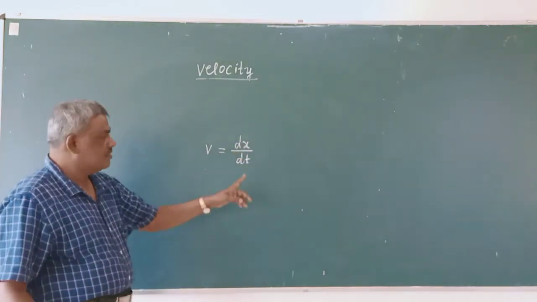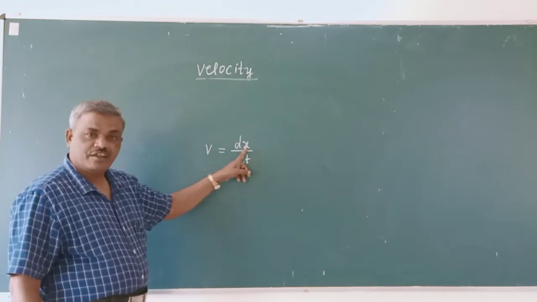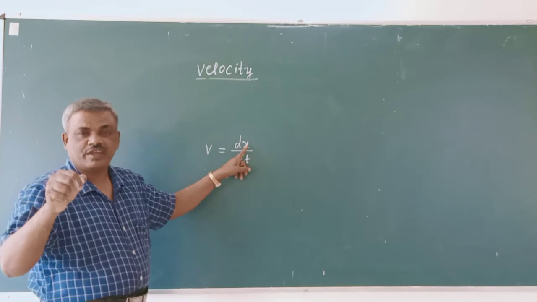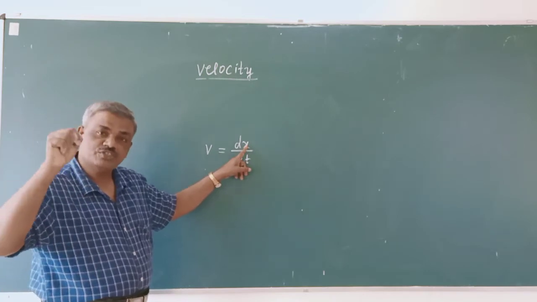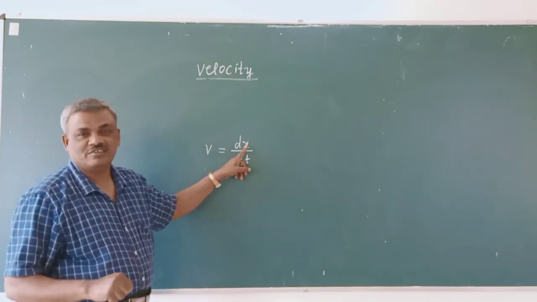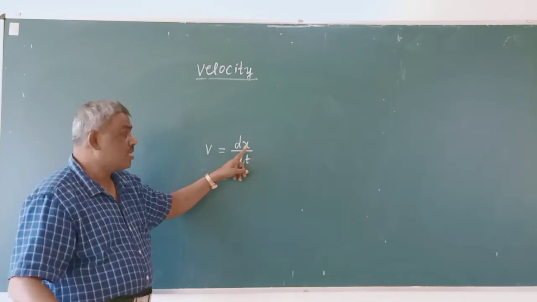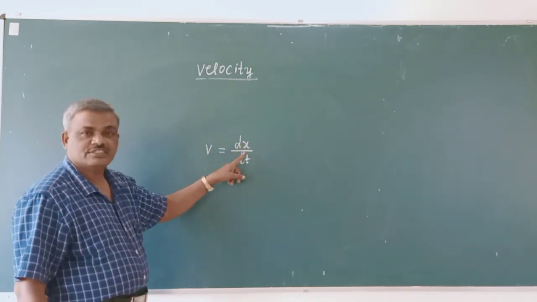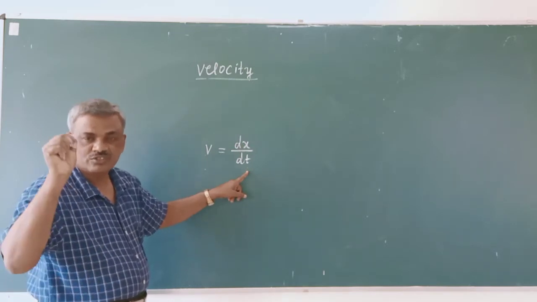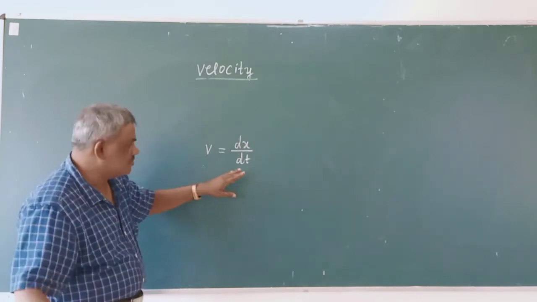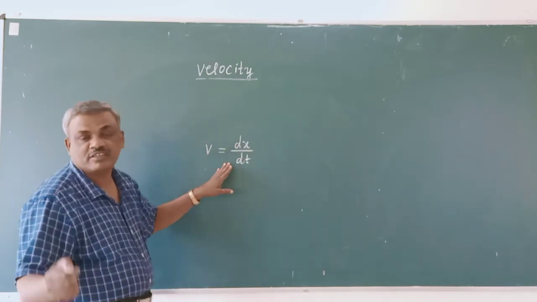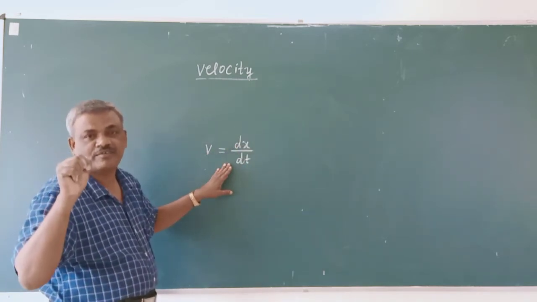dx by dt is the rate of change of displacement. So within 1 second, how much the position of the body will change, that rate of change of displacement is called velocity. V equals dx by dt. So friends, you carefully observe this mathematical term. V equals dx by dt. This is the mathematical differential formula.